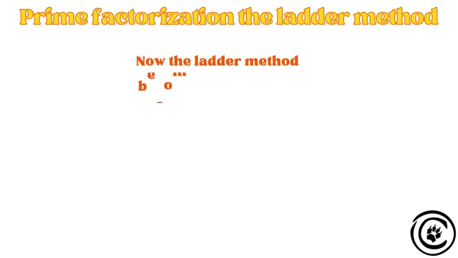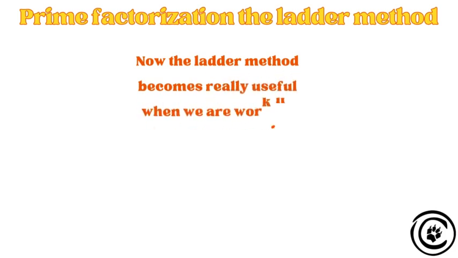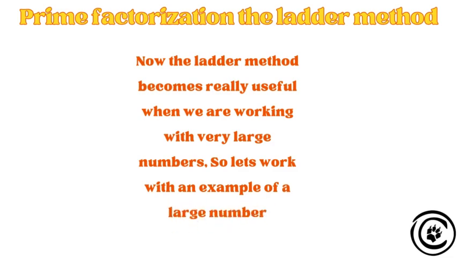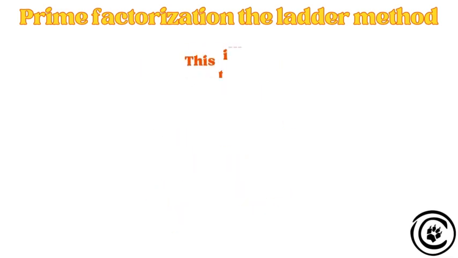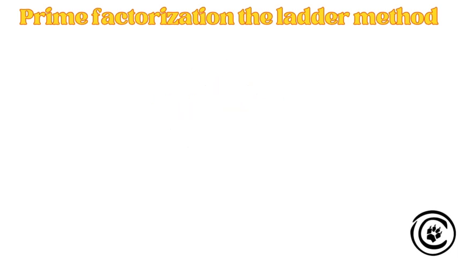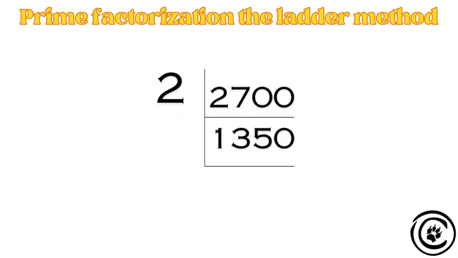Now, the ladder method becomes really useful when we are working with very large numbers. So let's work with an example of a large number. This time, let's find the prime factorization of 2,700. 2,700 divided by its smallest prime factor, which is 2, gives us 1,350.